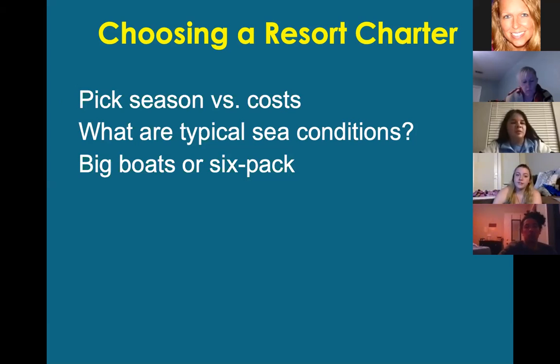Big boats or six packs. Six packs, by the name, I'm sure you can assume, are boats where you have 6 divers, and it's a smaller boat. They're not considered big dive charter boats. Sometimes on the big boats, you can have up to 20 people. I'm trying to remember the most people we had on the boat. A lot of the big boats, including in the Keys, have 35 divers on them.